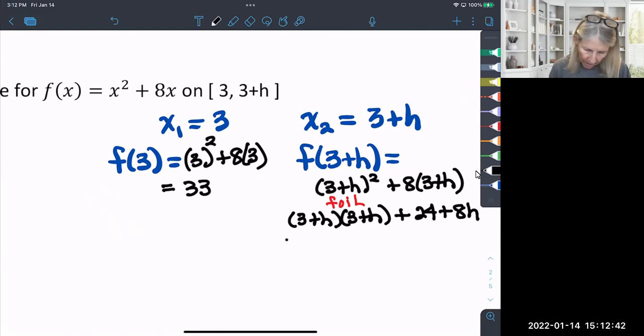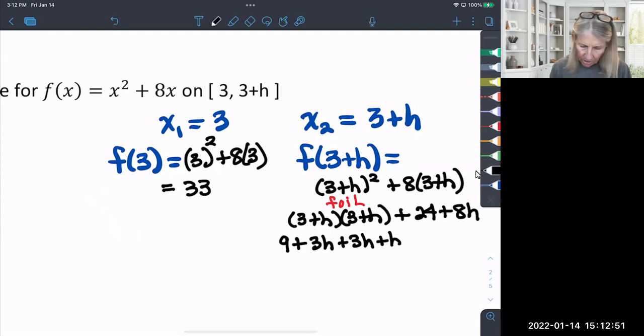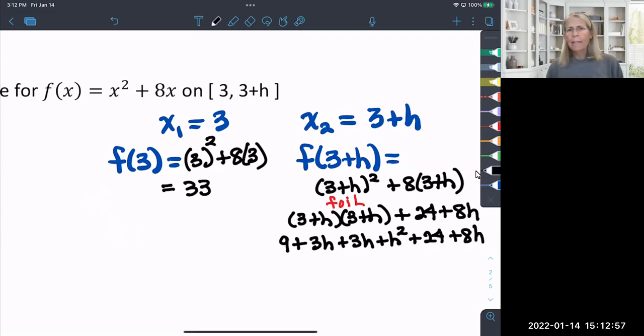3 times 3 is 9. Outside, I get 3h. Inside, I get another 3h. Last, h times h is h squared, plus 24 plus 8h. And again, the order doesn't matter. Put it in whatever order, but let's put some like terms together, like the 9 and the 24 can go together. We can add these h terms together.